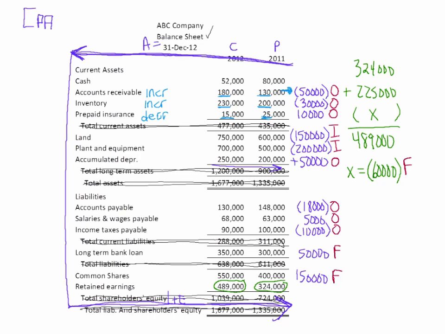We need this denotion on our cash flow statement, so it's really important that we do it. We don't have to do it for land, equipment, building. We only have to do it for the items that are O's. So it's only required for O's. So now I go down to accounts payable. Accounts payable went from 148 to 130. It's decreasing. Salaries and wages payable, 63 to 68, increasing. And then income tax payable went from 100 to 90, so that is decreasing. Those are the only things that I really have to denote. Oh, accumulated depreciation, we actually just denote this as depreciation expense.